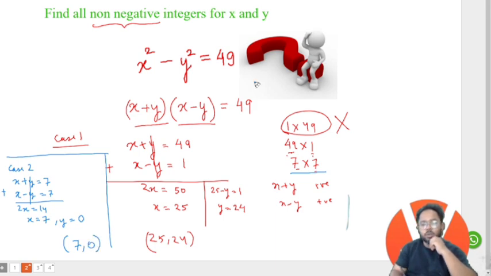So these are the two cases, two sets of integers. We are getting 7, 0 and 25, 24, which will give us 49 if we put the values of x and y. I hope you enjoyed these two amazing questions.